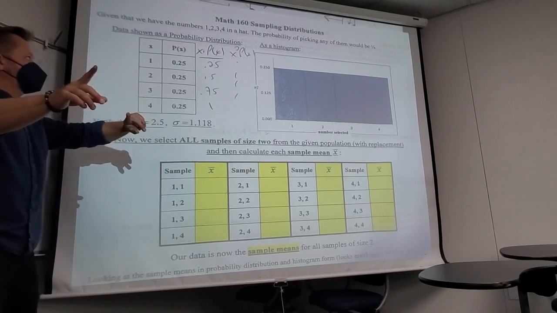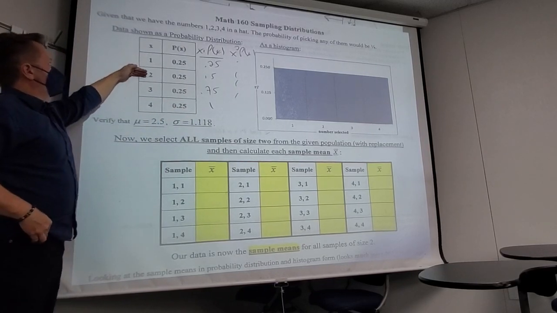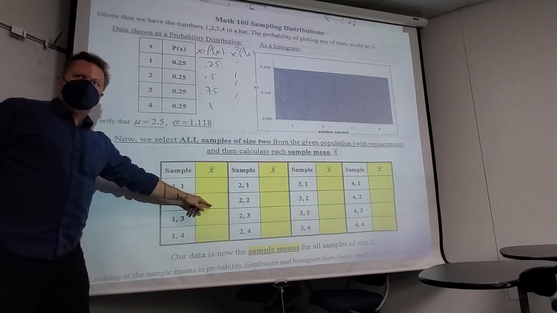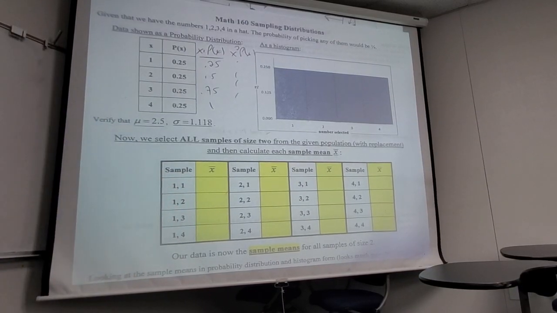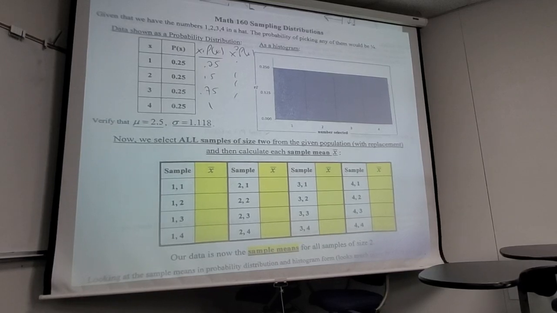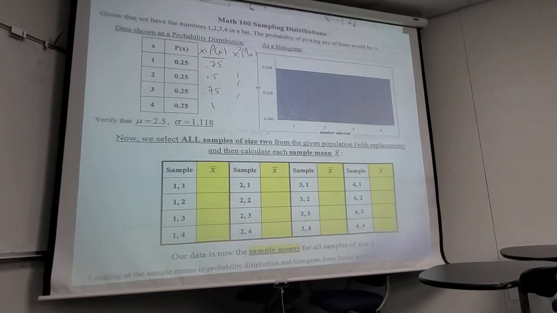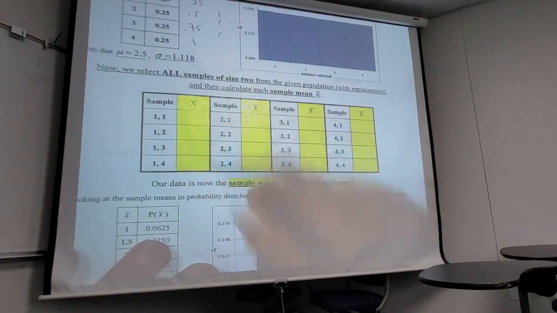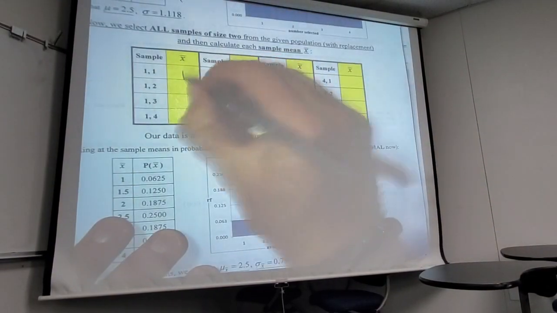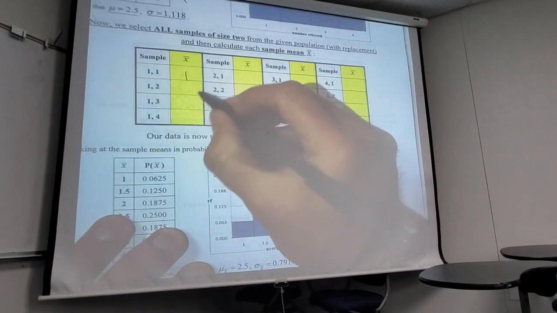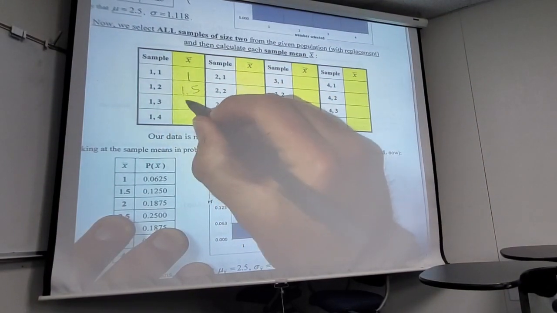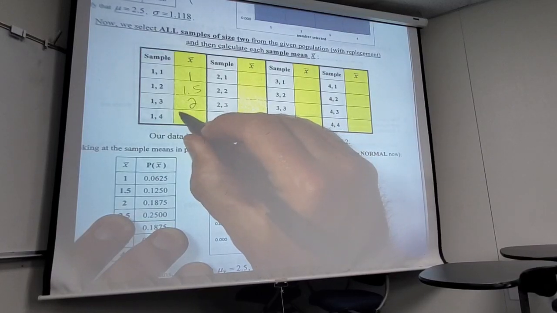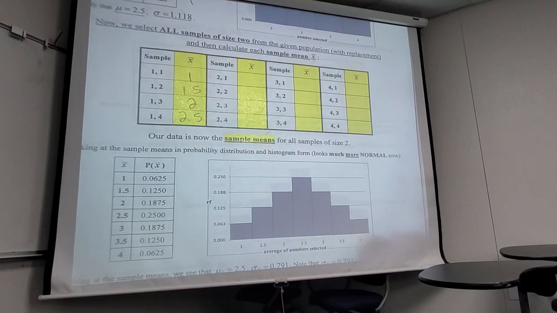So originally, the data is 1, 2, 3, 4. Now, the data will be the means. What's the sample mean if my sample is 1, 1? What's the average of 1 and 1? 1. What's the average of 1 and 2? 1.5. 1 and 3? 2. 1 and 4? Follow the pattern, you get there, right?